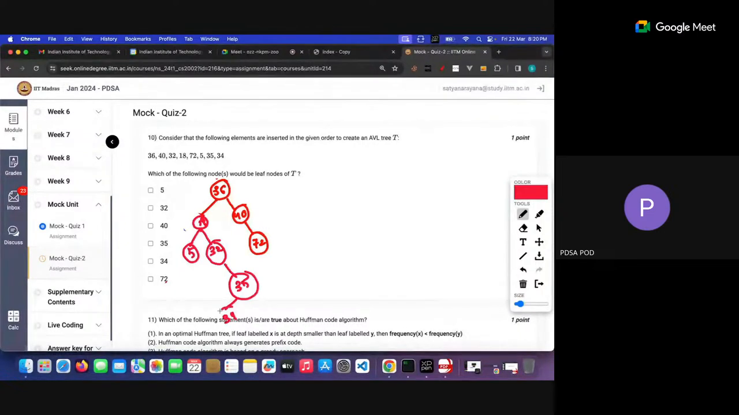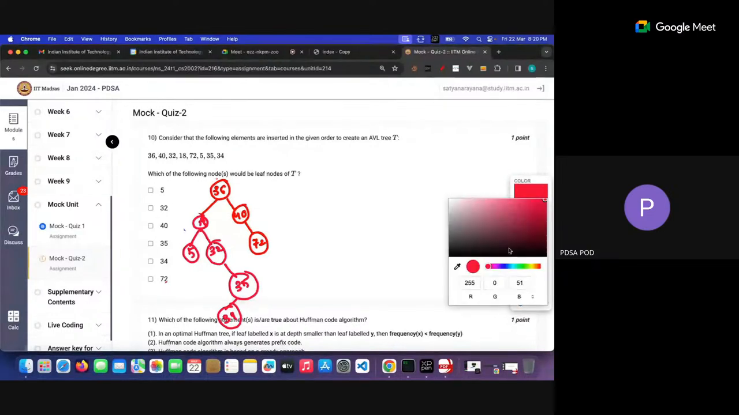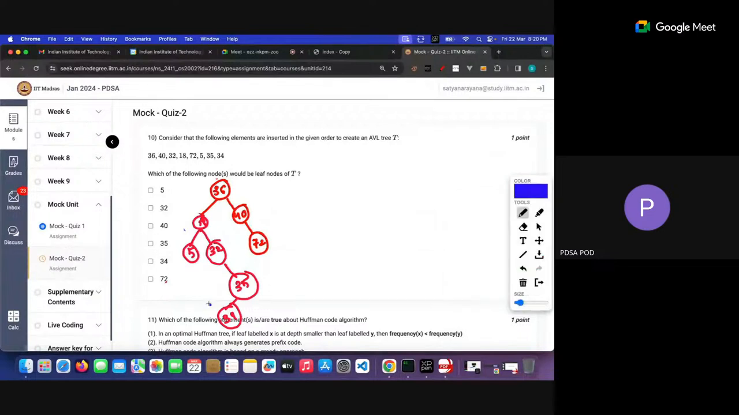When adding 34, there is an issue for this particular node 32, because the right side depth is 2 and the left side is 0, so the balancing factor becomes 2. In this case, we do two rotations: first a right rotation, then a left rotation.